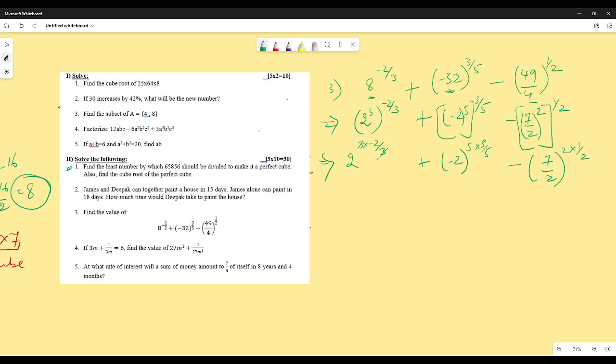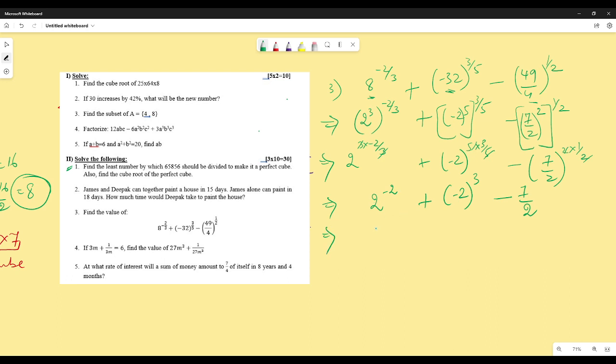Now this 3 and this 3 get cancelled, and what are you left with? 2 to the power minus 2, plus this 5 and this 5 get cancelled, so you are left with minus 2 to the power of 3, minus this 2 and this 2 get cancelled, so you are left with minus 7 by 2. Now let us convert this into proper numbers.